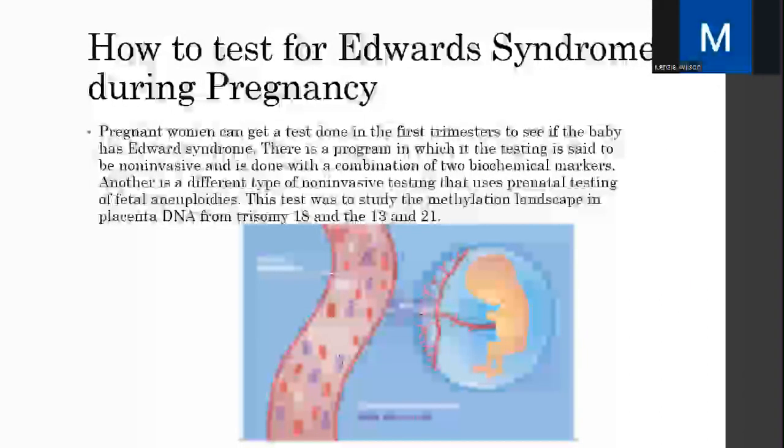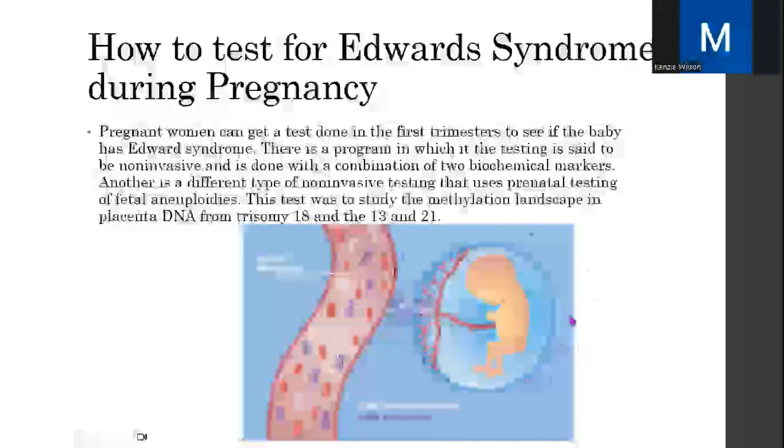How to test for Edwards syndrome during pregnancy. Pregnant women can get a test done in the first trimester to see if the baby has Edwards syndrome. There is a program in which the testing is said to be non-invasive and is done with a combination of two biochemical markers. Another is a different type of non-invasive testing that uses prenatal testing of fetal abnormalities. This test was to study the methylated landscape in placenta DNA from trisomy 18, 13 and 21.